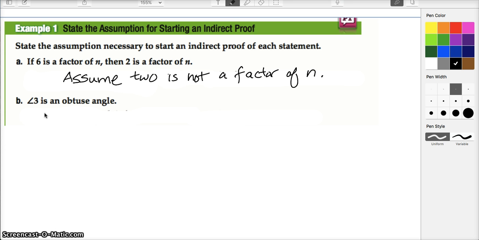All right, so here's another one. Angle 3 is an obtuse angle. So we would assume that what? We would assume that angle 3 is not obtuse.